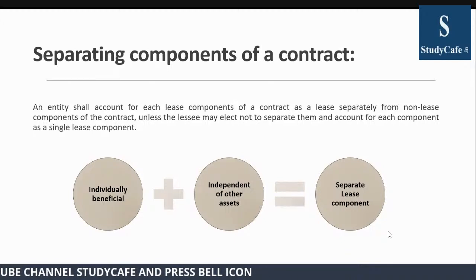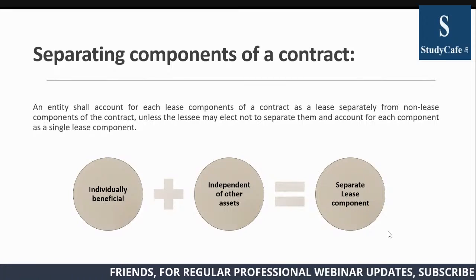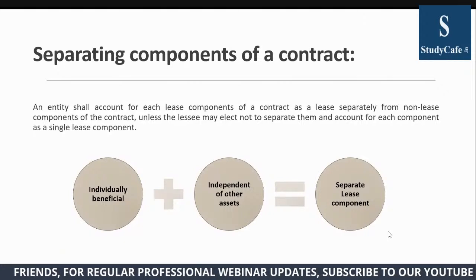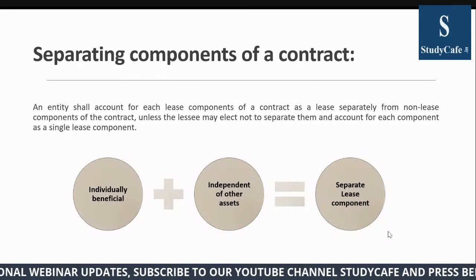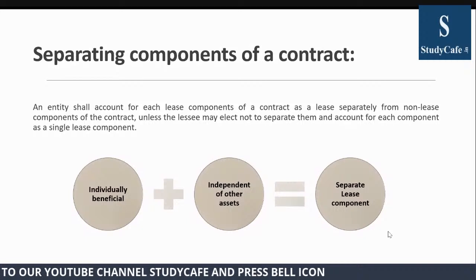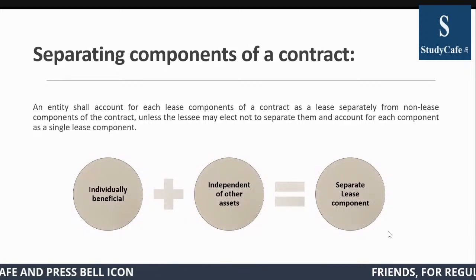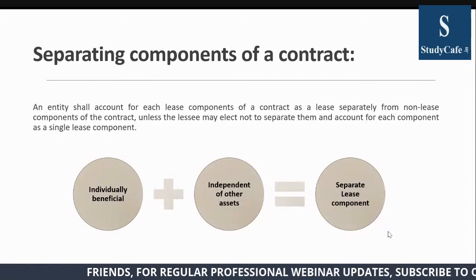And if there is also a non-lease component, in that case it anyway has to separate that component. But there is also an option that if the lessee wants, it can club and consider all the lease components as one. So it is recommended that they should separate all the lease components and the non-lease component. But if they want, they can consider all the lease components as a single component, and the non-lease component will be separated anyhow.